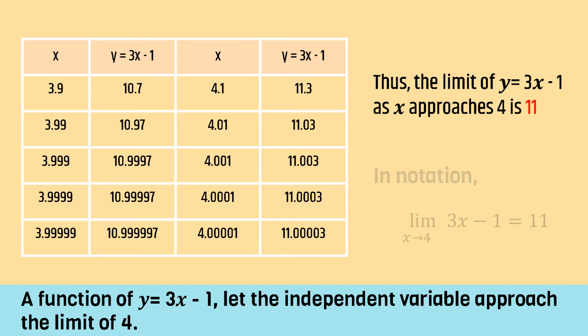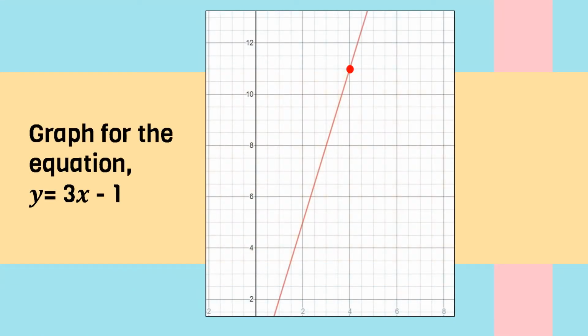In notation, it will look like this. This reads as the limit of 3x minus 1 as x approaches 4 is 11. But wait! We can simply substitute 4 in the equation and the result will still be 11. So, why did we have to go through all of this?